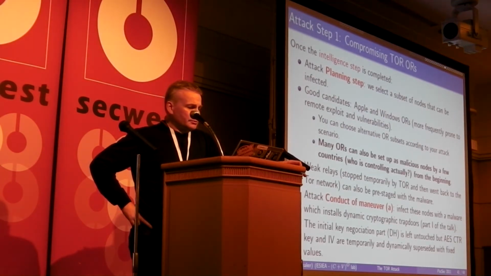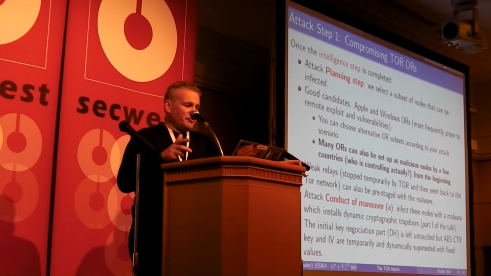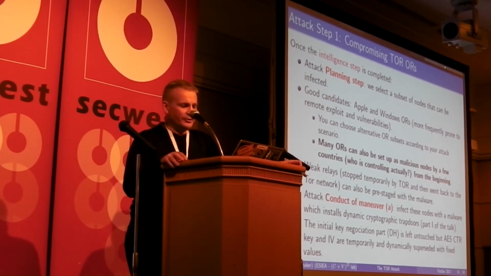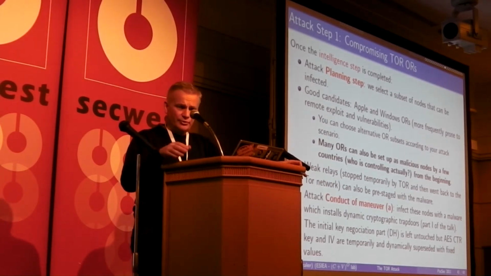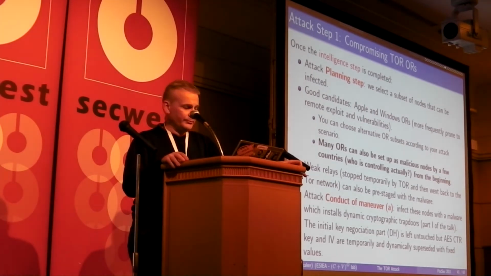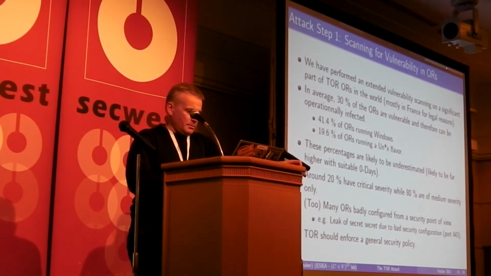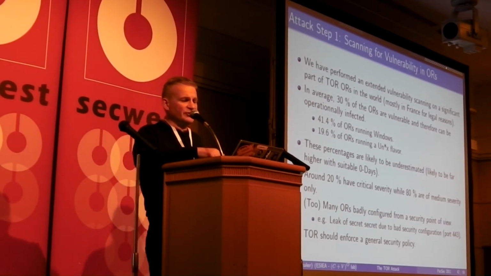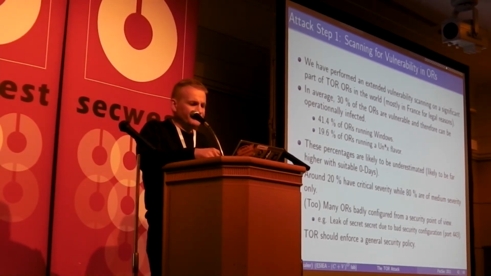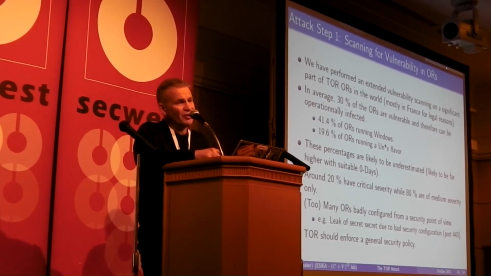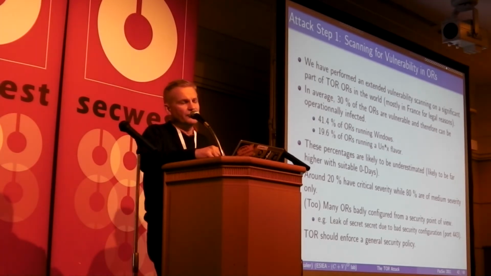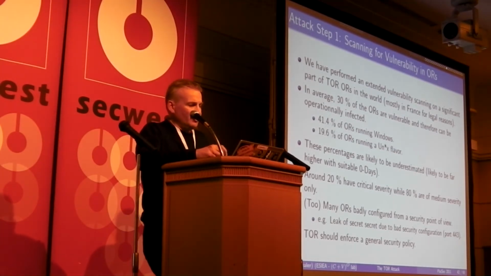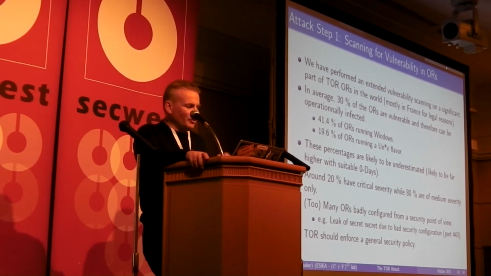Then you have to go to the conduct of maneuver. You infect the nodes, and then you are going to force the route. So to infect some nodes, we have made an extensive vulnerability scanning, mainly on the Tor onion routers under Windows. Of course, we limited it most of the time to France for legal reasons, but we have made some very limited experiments in other countries.